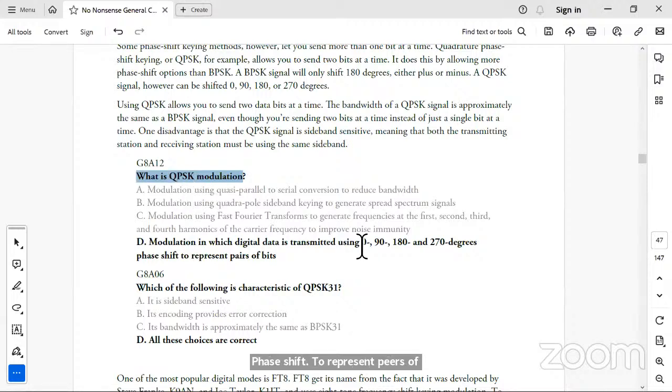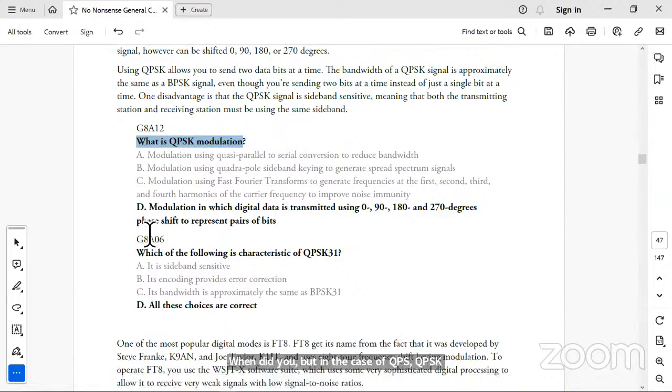Quadrature meaning 4, and you have 0, 90, 180, 270, which are 4 angles, right? So 4 phase angles or 4 phase shifts to represent the pair of bits, because it's QPSK. BPSK would have represented 1 bit, 1 and 0, but in the case of QPSK, it represents this, right? So bear that in mind.